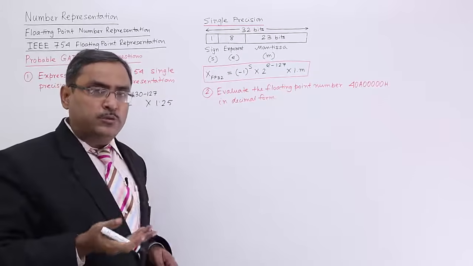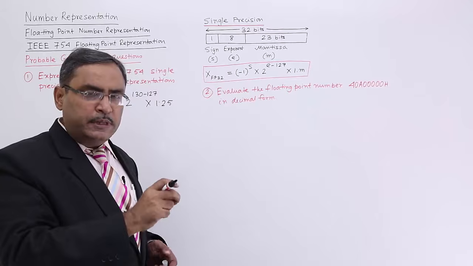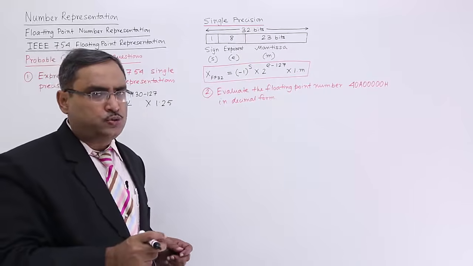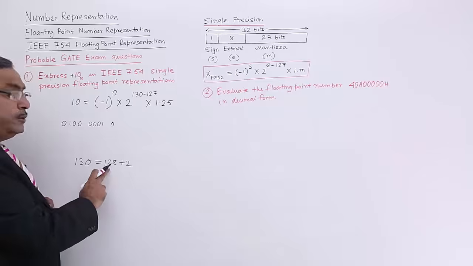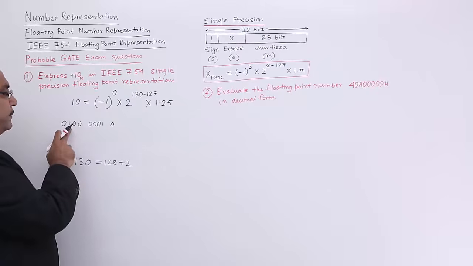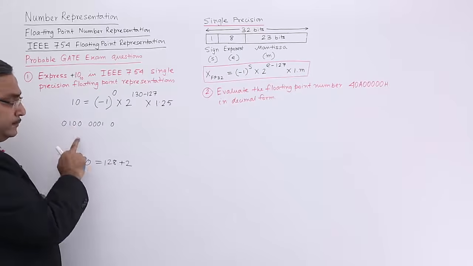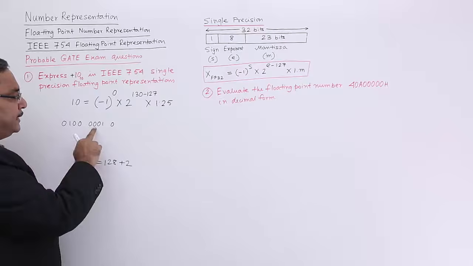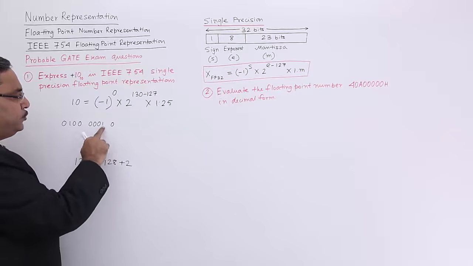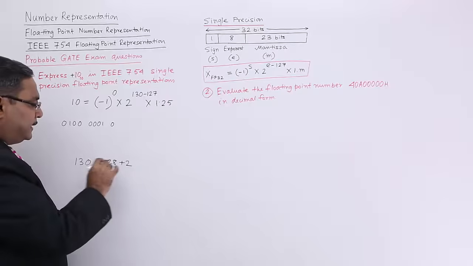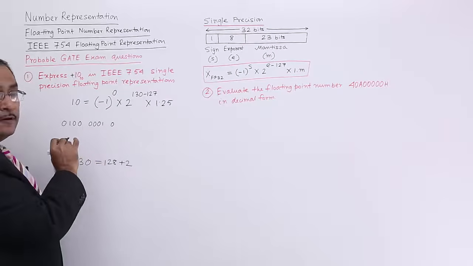So 130 in decimal can be written as 128 plus 2, which is 2 to the power of 7 and 2 to the power of 1. So 128 present, 64, 32, 16, 8 and 4 absent, 2 present and 1 absent. That means I am just representing this 130 in binary form.